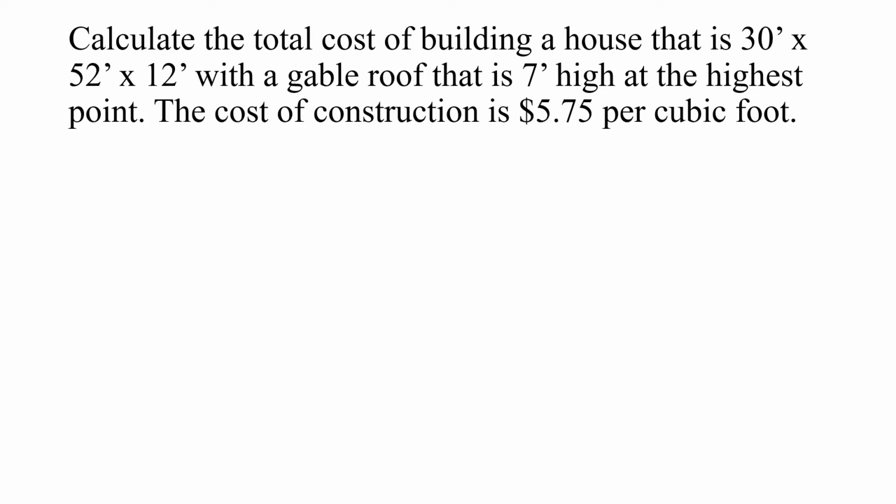Okay, calculate the total cost of building a house that is 30 feet by 52 feet by 12 feet with a gable roof that is 7 feet high at the highest point. The cost of construction is $5.75 per cubic foot. Let's start with the house. It's 30 feet times 52 feet times 12 feet.